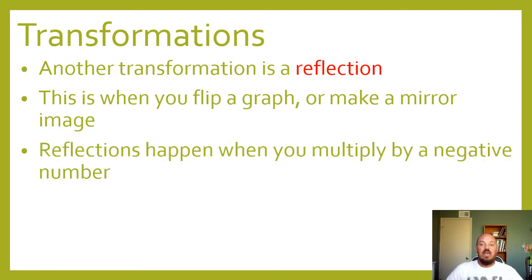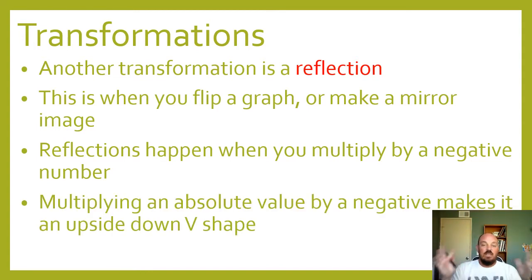Now, reflections happen when you multiply by a negative number. So remember, from part 1, our translations happen when you add a number, and it can be plus or minus. Adding and subtracting is basically the same thing. And we said if you add a number outside the absolute value, it moves up or down, and if you add a number inside the absolute value, it moves left or right. Well, we have kind of the same relationship here, where it's all about where you're multiplying by the negative.